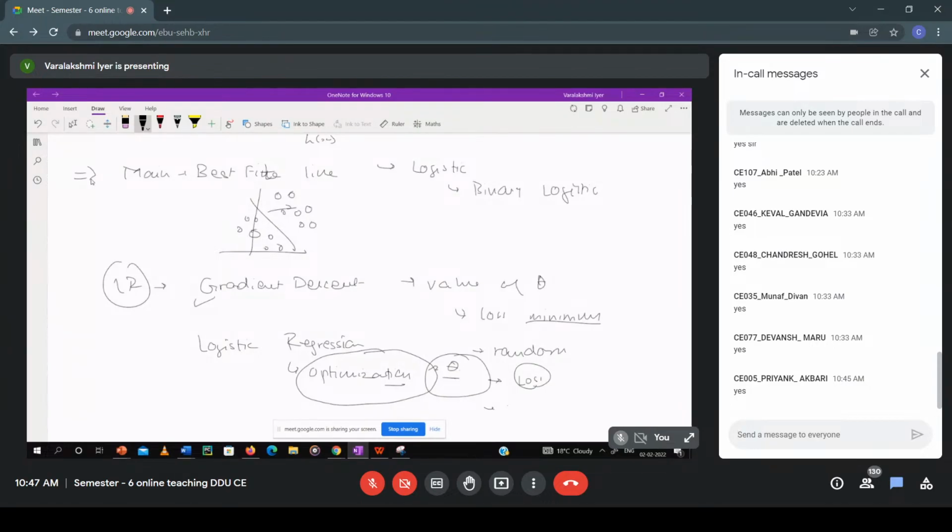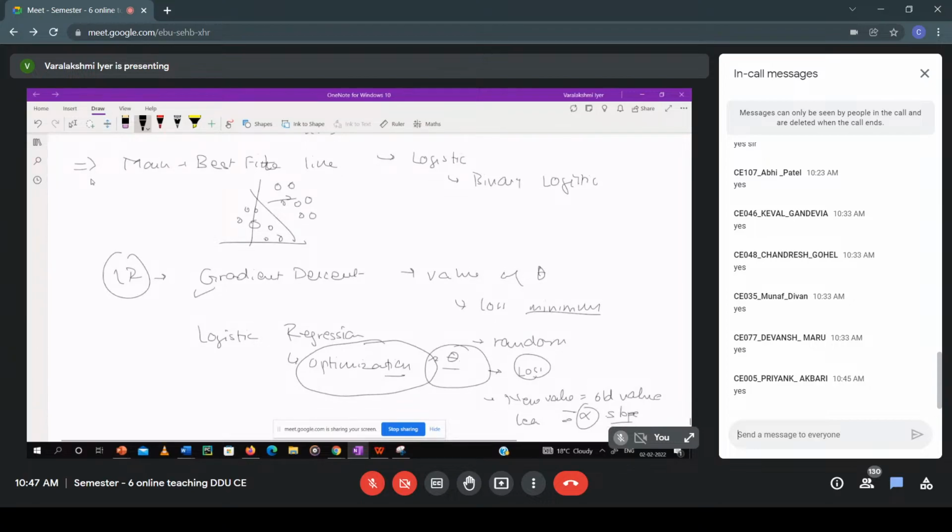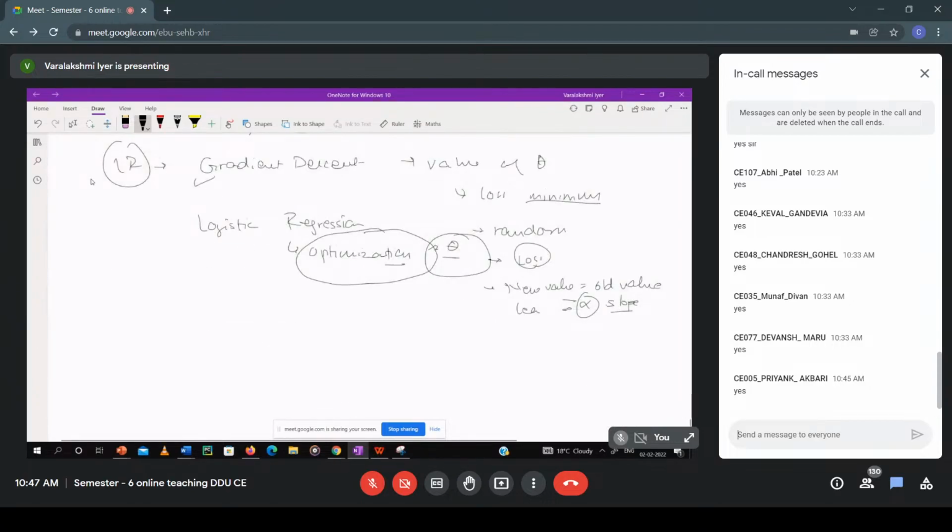So what was your gradient descent formula? New value is equal to old value minus alpha, which is your learning rate, into the slope value. That is your new update formula.